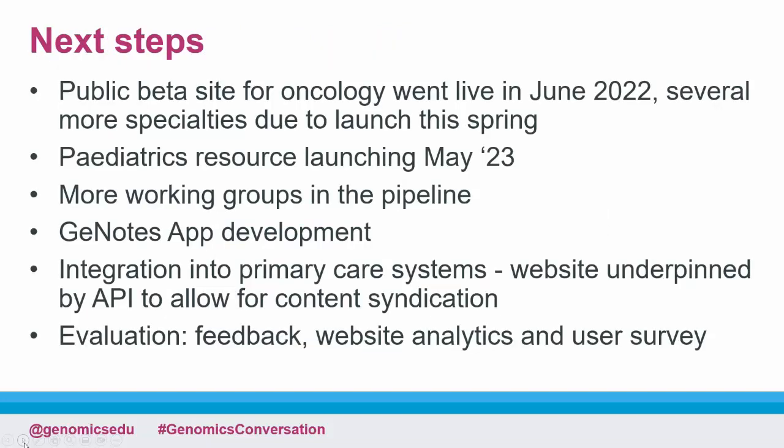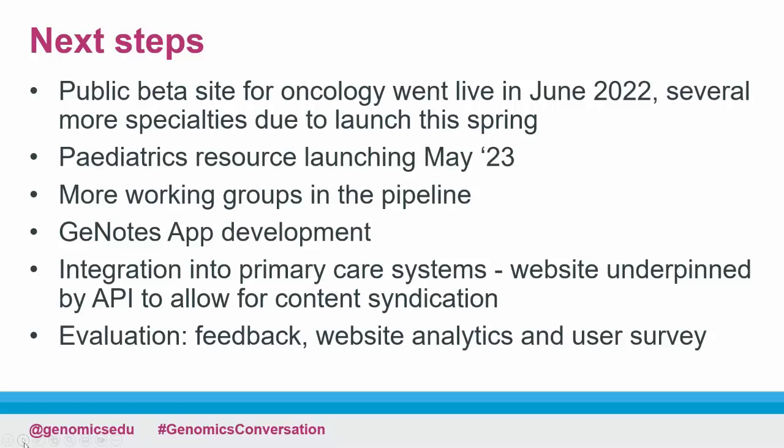In terms of our next steps, following the private beta testing, the oncology working group launched their initial suite of resources back in June 2022. So if you were to go to the Genomics Education Programme website now and follow the link to the GeNotes resource, this is what you'll currently find live, the oncology resources on the website. But we have several more specialties out of those 11 working groups you saw earlier who are due to launch this spring. So the fetal and women's health group will be the next one to launch at the end of this month, and you're probably most interested in the paediatrics resource, and that will be launching in May.